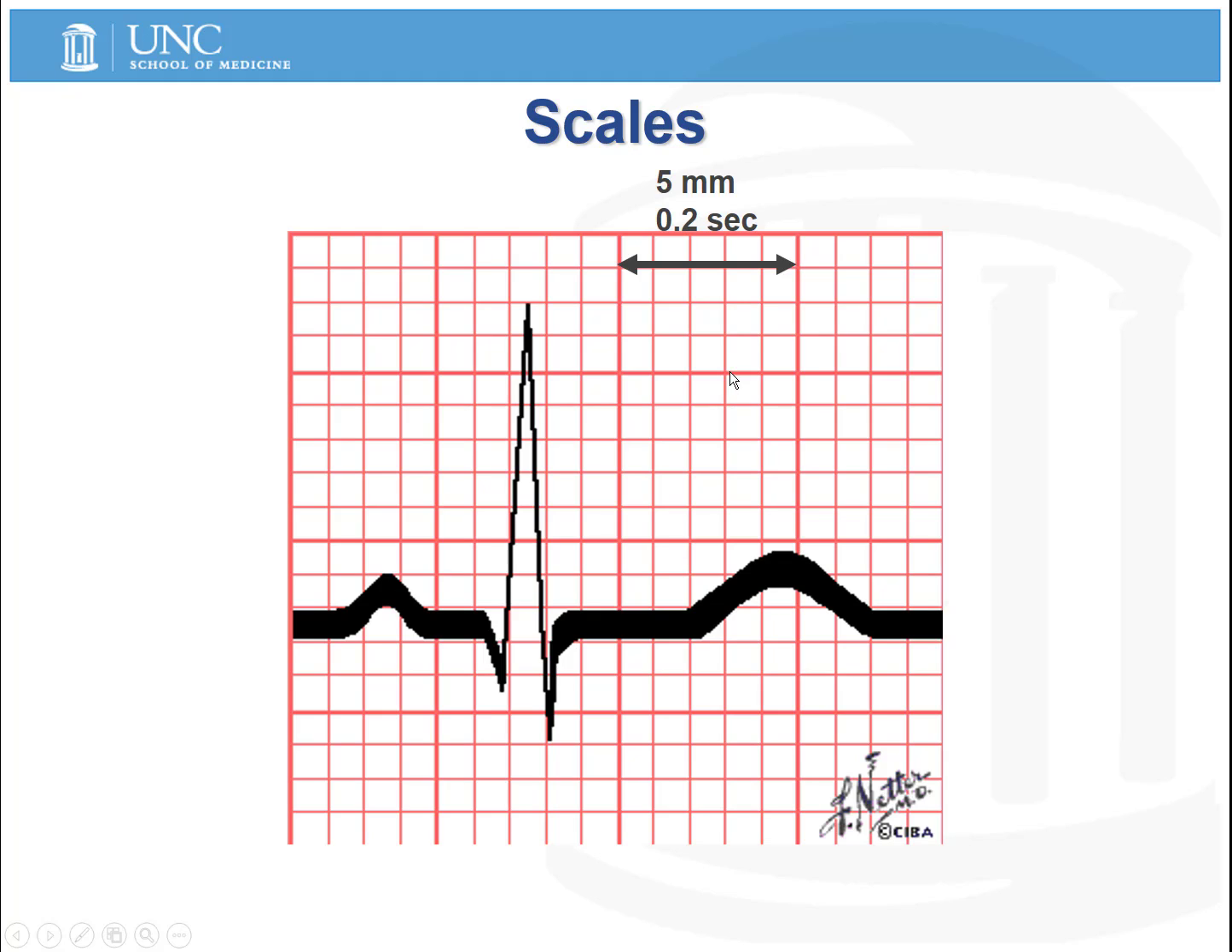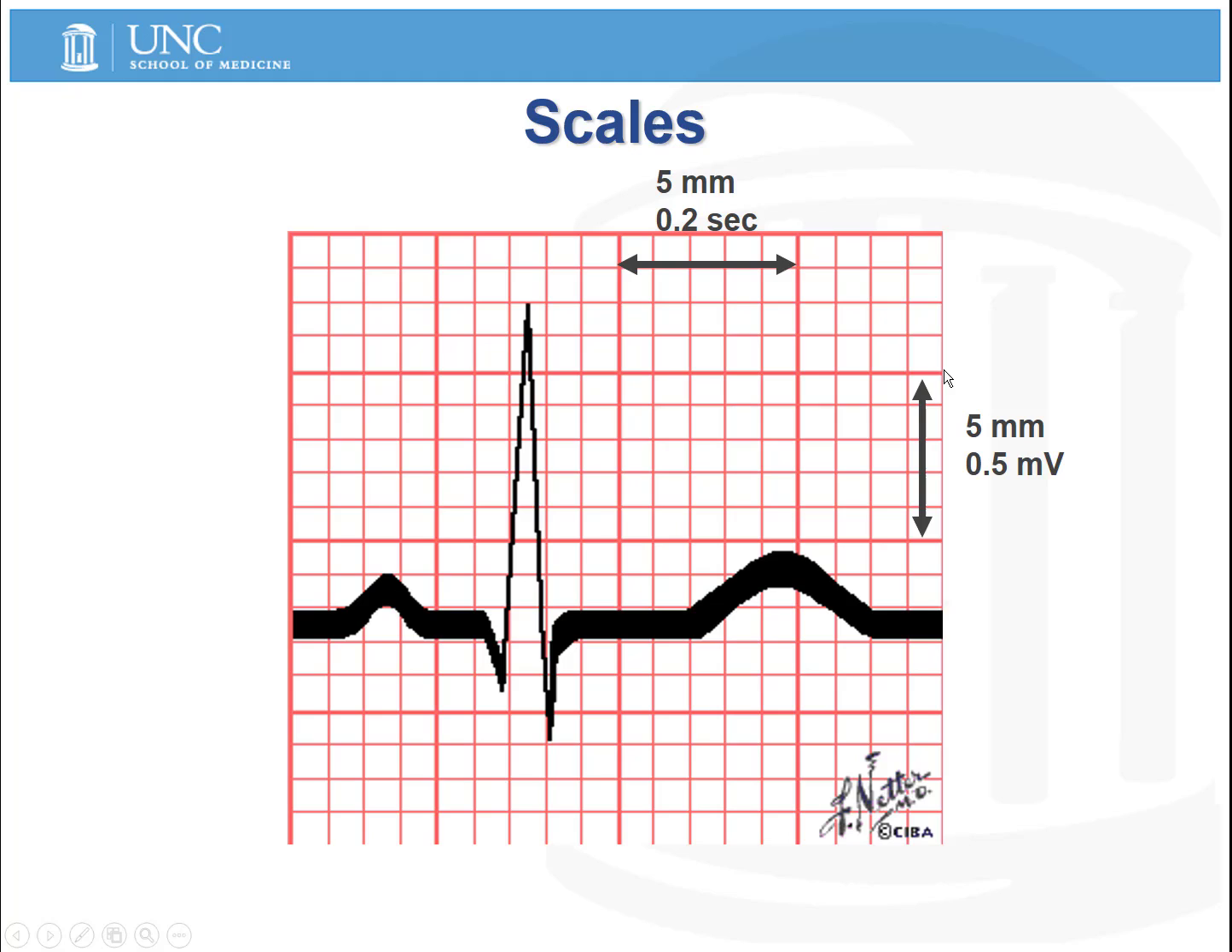So time is being measured on the horizontal axis, and each small box corresponds to 40 milliseconds, which means that each 5 millimeter large box corresponds to 200 milliseconds, or 0.2 seconds, which is a fifth of a second. So 5 of these large boxes make up 1 second.